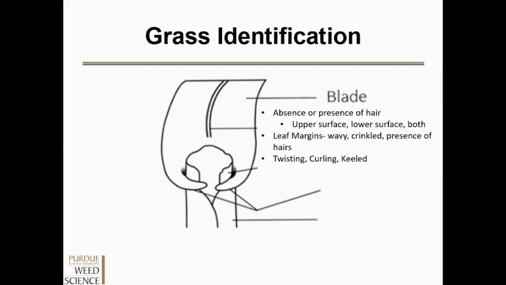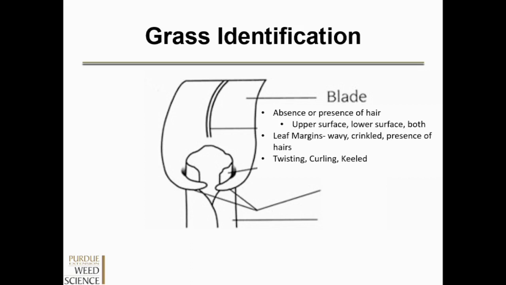The other thing that we look at for grasses is the leaf blade itself. And there's a number of things that we can look at for leaf blades. One of the first things that we look for is hairs, particularly the absence or presence of hairs. And we can identify different weeds based on if there's hair on the upper surface, on the lower surface of the leaf blade, or on both surfaces. We also look at the leaf margins of grasses. There's a number of different ways these leaf margins can present themselves. They can be wavy or crinkled. The leaf margins themselves can also have hairs or not have hairs, depending on the species.